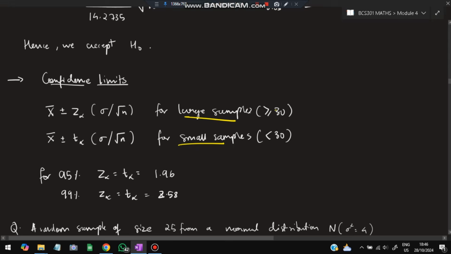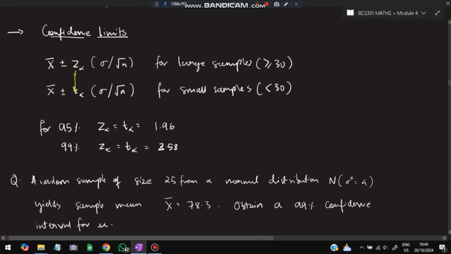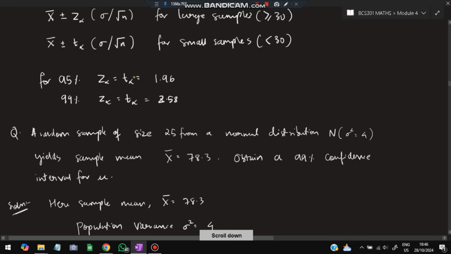Now what is a large sample? The value is greater than 30. Small sample is less than 30. If it is a large sample, we'll take z alpha. If it's a small sample, we'll take t alpha. Now z alpha and t alpha can be substituted based on the percentage of confidence limit you want to calculate. If it is 95%, we'll substitute the value 1.96 here and here. If it is 99%, we'll substitute 2.58 here and here. Okay, these are the same terms from the previous question.